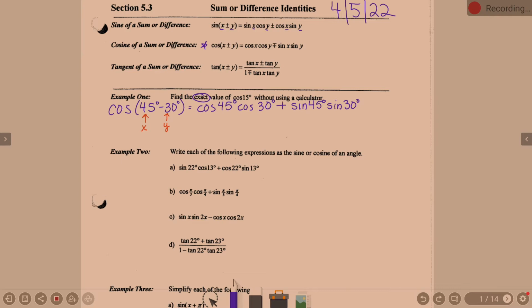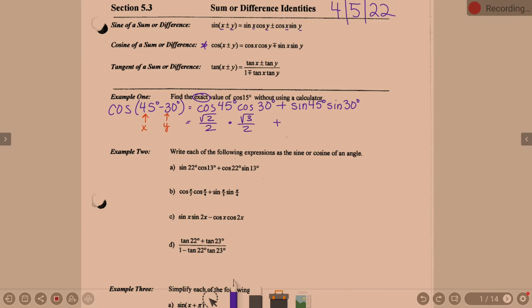Now, I want an exact answer, so we're not going to stop here. Do you know something about these values? You're supposed to, right? This is the chart you're supposed to have memorized. What's the cosine of 45 degrees? It is square root of 2 over 2, times cosine of 30 degrees. What's the cosine of 30 degrees? Square root of 3 over 2.